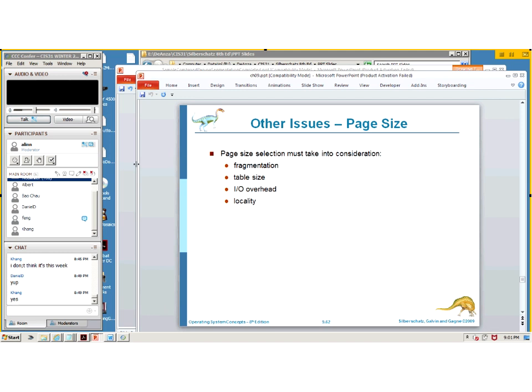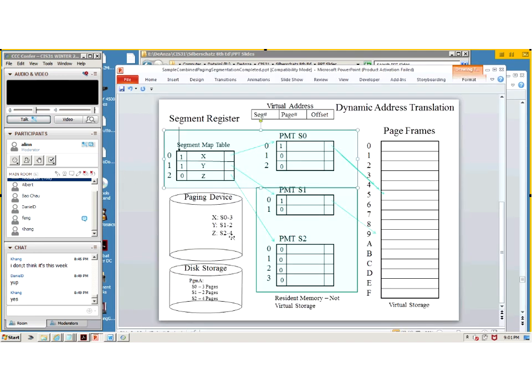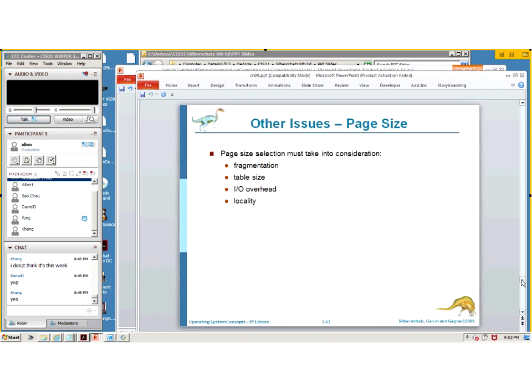Also, you have the issue of fragmentation. In our example here, I used 4K size pages, but suppose they were 16K size. Well, I would have fragmentation like crazy on this scheme. And that would be internal fragmentation within that process. Is all of this making sense, guys? I don't know. There's no questions.